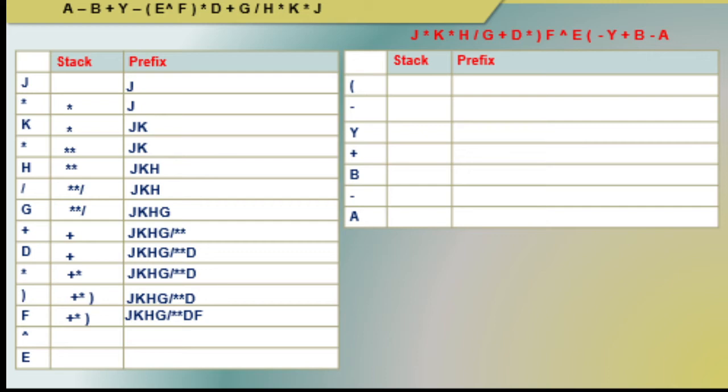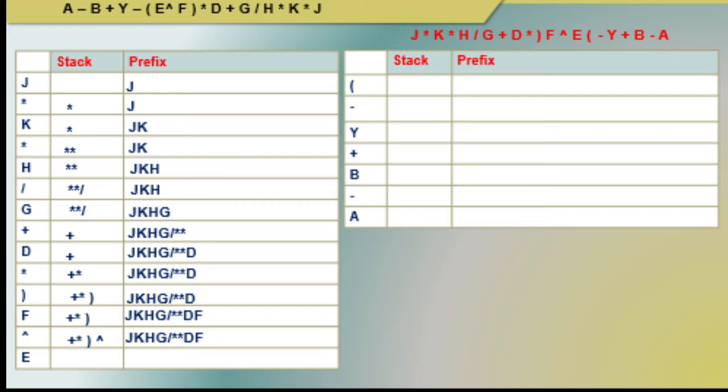And then next we have our exponent symbol. The top of the stack is close parenthesis, so therefore the incoming operator must be pushed on the stack. Our stack now contains addition operator, multiplication operator, close parenthesis, and exponent symbol. And our output is still J, K, H, G, division operator, our two multiplication operators, D, and F operands.